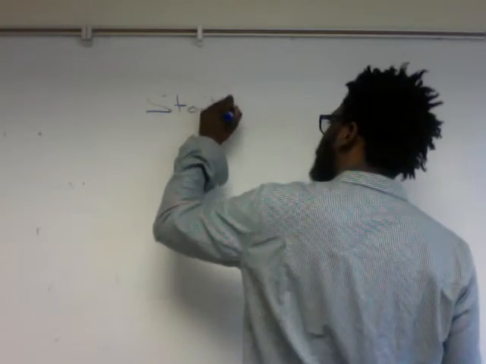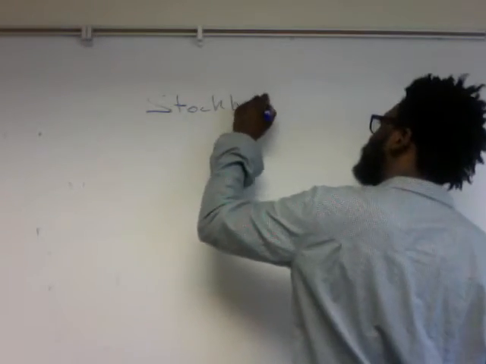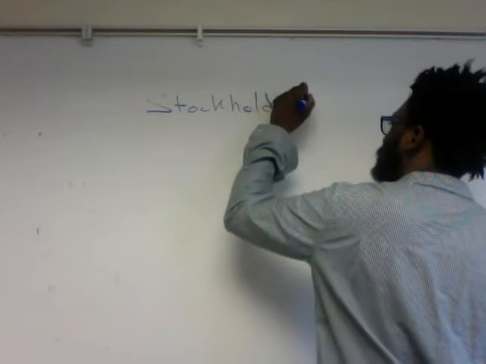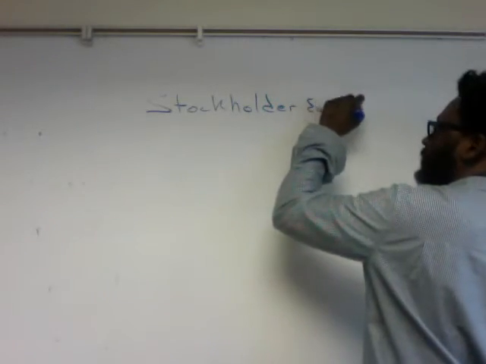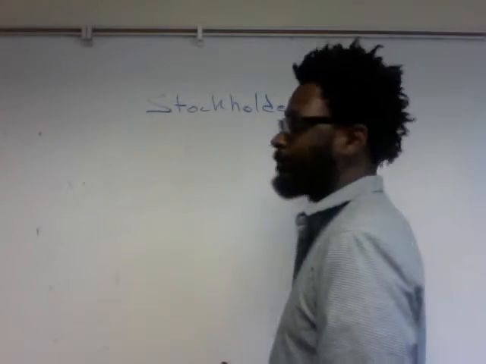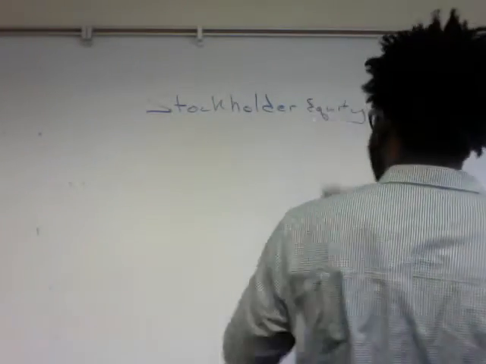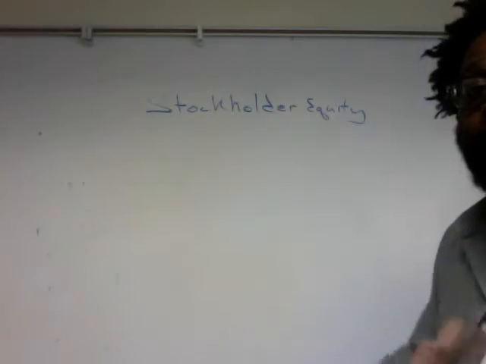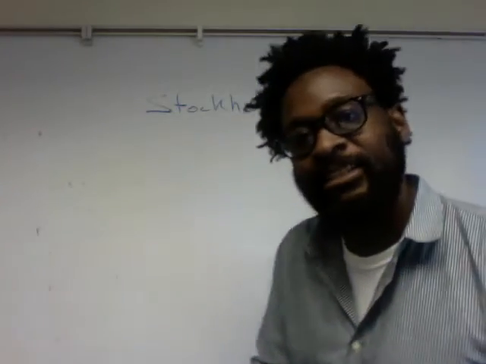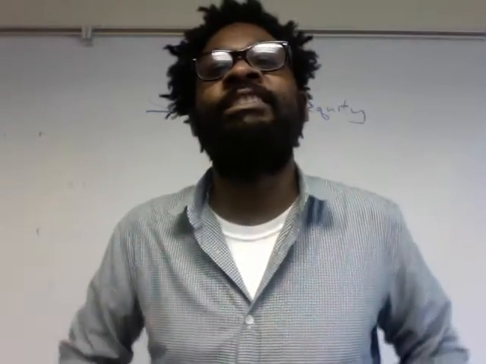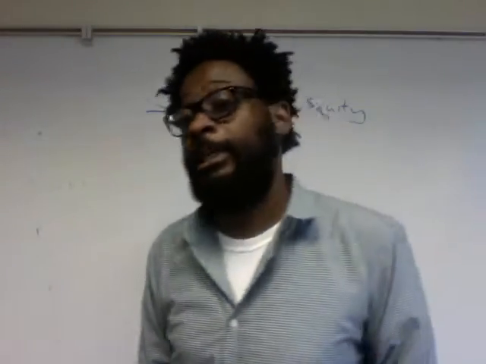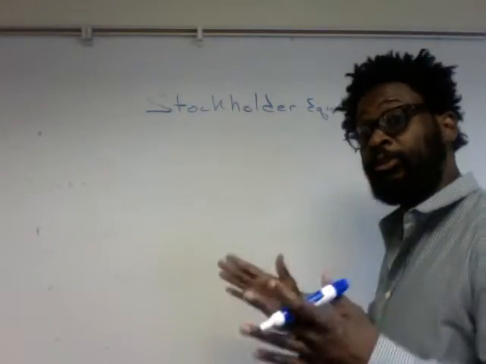Remember we said that assets must equal our liabilities plus stockholders' equity. Right? So, stockholders' equity is broken down into two parts. Assets are a group of accounts, a category that consists of accounts. We gave account examples of assets. Liabilities are a group of accounts, a category that consists of accounts. Stockholders' equity is broken down into two parts.